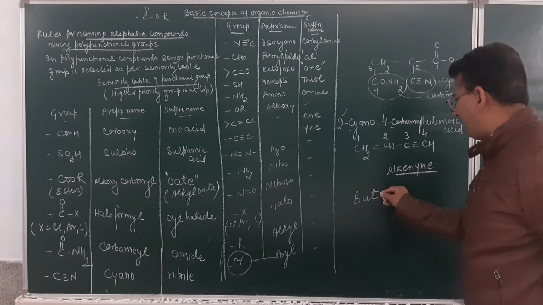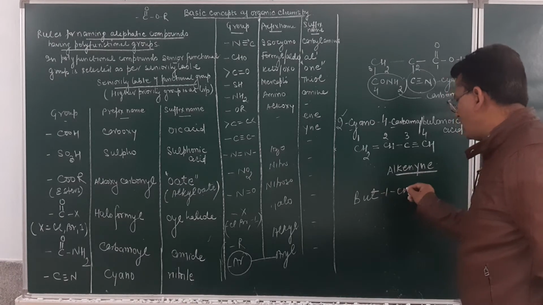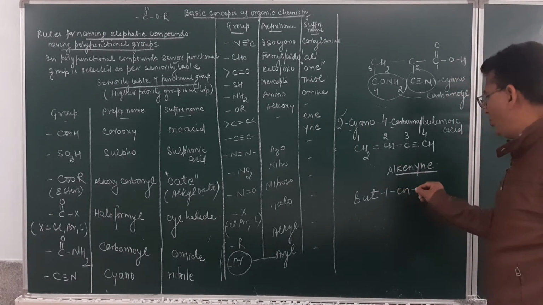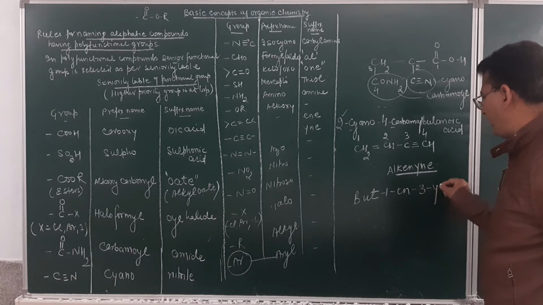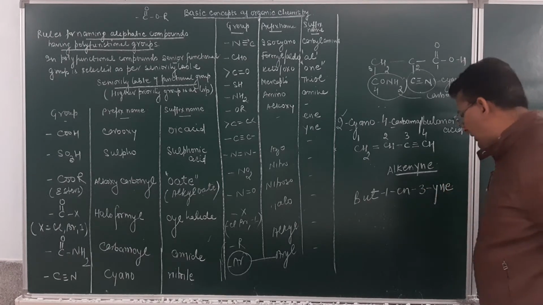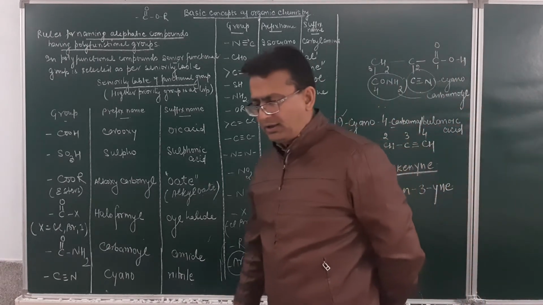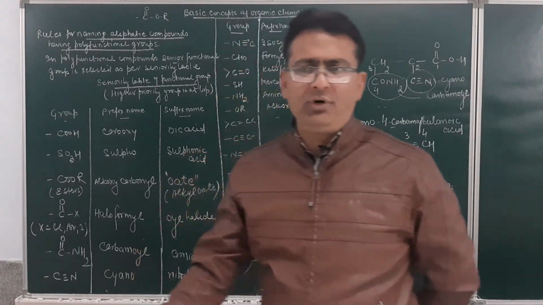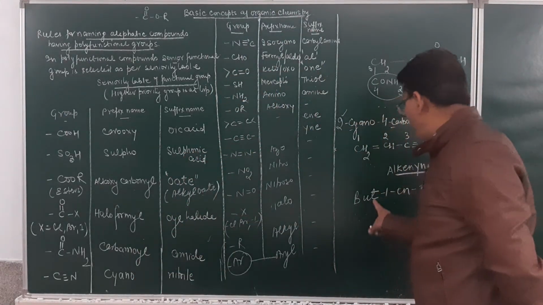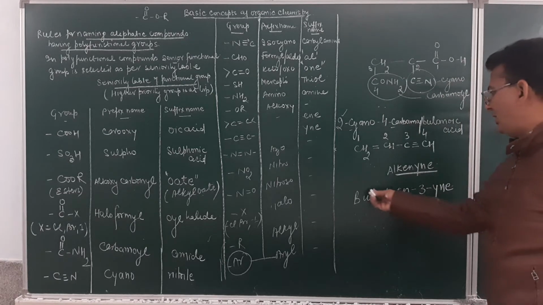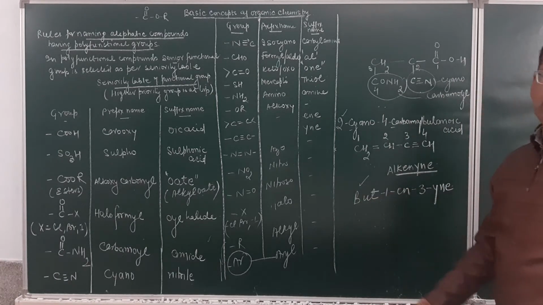At number 1, what is present? Ene. At number 3, what is present? Yne. So the name of this compound will be given as but-1-en-3-yne. Am I clear, student, over here? So what name do we give to this one? It will be named as but-1-en-3-yne. The name must begin with a capital letter.